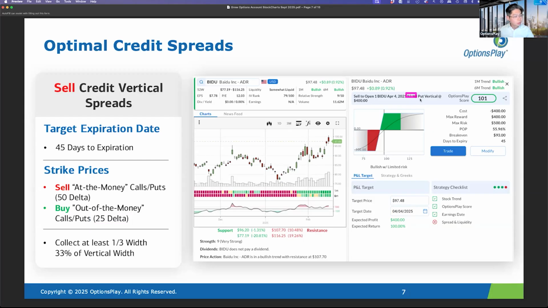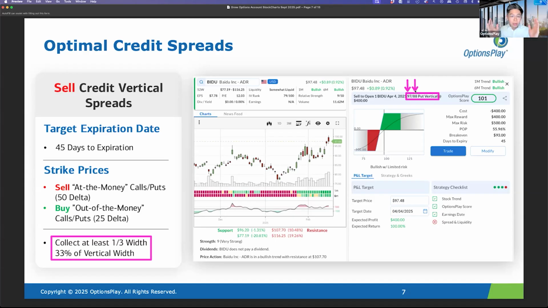So in this particular case, what we're doing is we're selling the $97 strike put option and buying the $88 put option. The goal of an optimal credit spread is that we want to collect at least 1/3, or 33%, of the vertical width. The width is the distance between these two strike prices. Whenever you trade any vertical spread, there are two strike prices, in this case 97 and 88. The difference between those two numbers is $9.